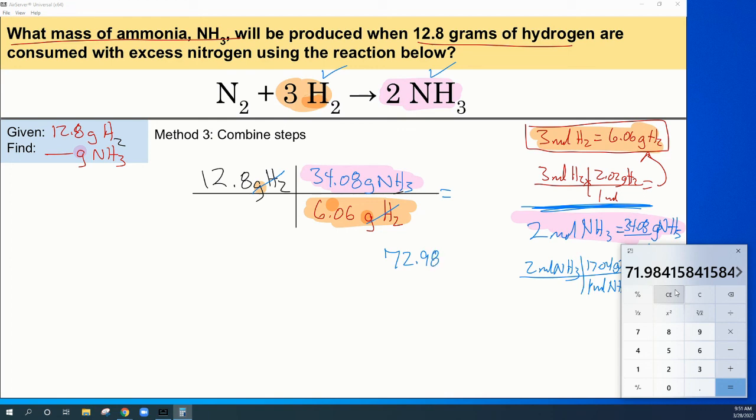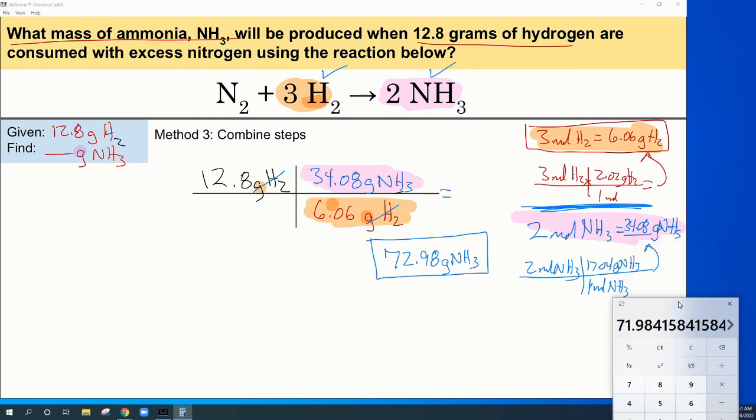Now, using this method, and using really all of these methods, you have to pay attention to your units. That's really what it's all about. It's about using the mole ratio and using the periodic table. The mole ratio changes from one substance to another substance, and the periodic table changes from grams to moles or moles to grams. You just have to use that properly. Okay?